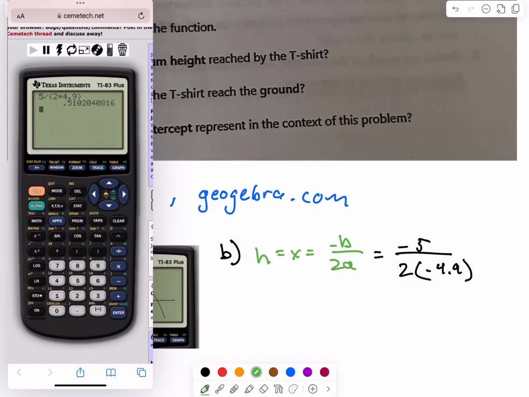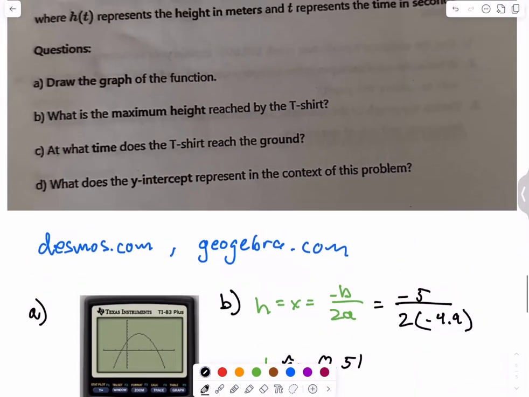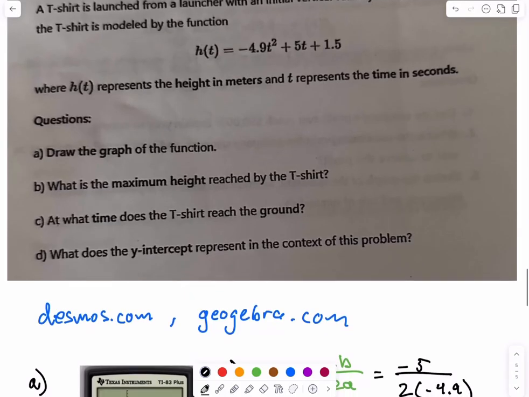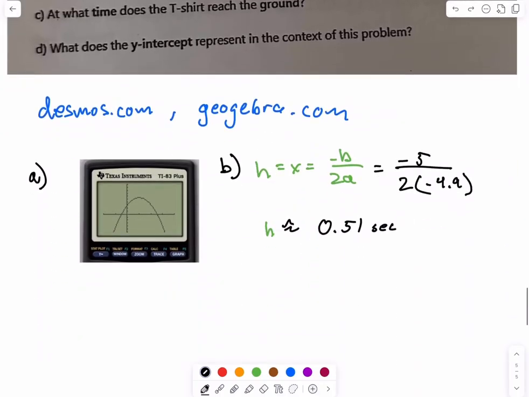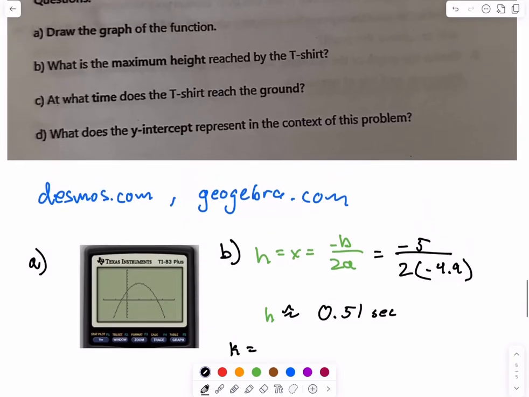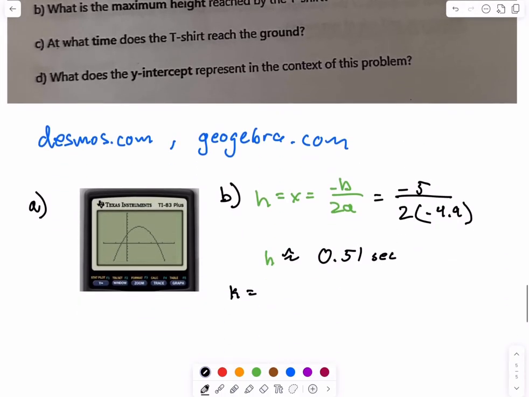So the vertex is usually listed as h comma k. The x-coordinate of the vertex is approximately 0.51. Let's see the units, that's after that many seconds. So then the height, which is our k, is basically going to be h of 0.51.